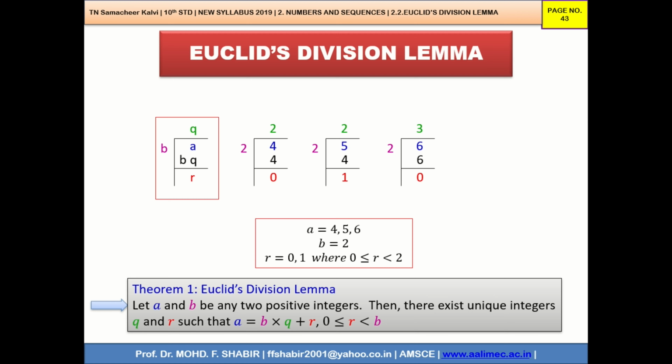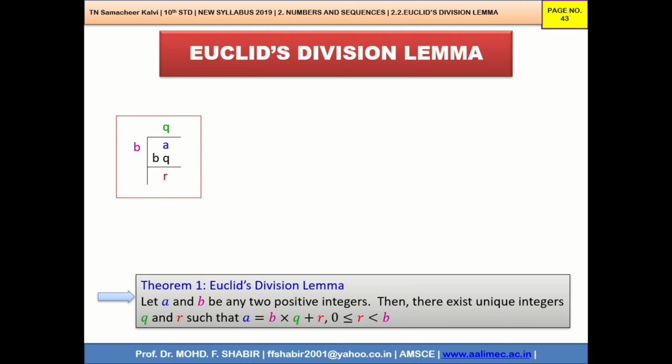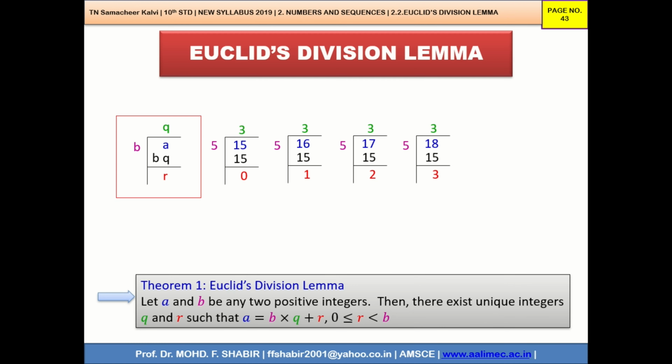Okay. Now I will show you some more examples. Suppose I take a equal to 15, divisor is equal to 5. 5 3's are 15, r is equal to 0. If a equal to bq, r is equal to 0. If I take a equal to 16, 5 3's are 15, remainder is 1. If a is more than bq, remainder is always there. Here it is 1. If a equal to 17, 5 3's are 15, remainder is 2. If a is 18, remainder is 3. If a is 19, remainder is 4. If a is 20, 5 4's are 20, remainder is 0.